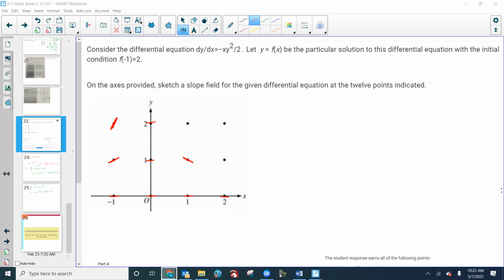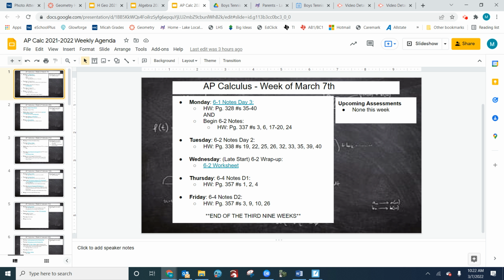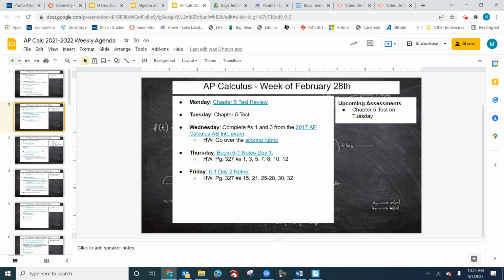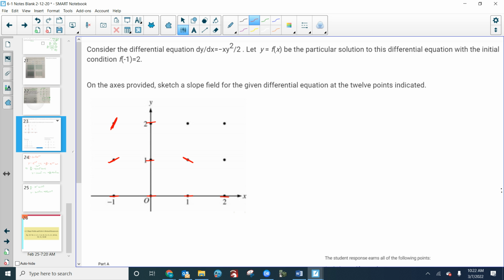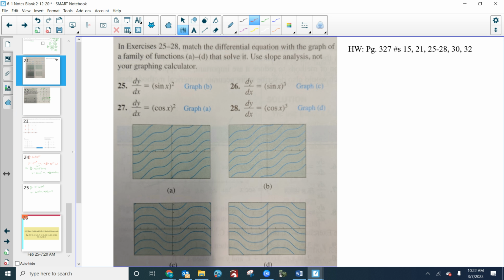Last night's homework was Friday's homework. So for some of you, before school started, this morning's homework was 15, 21, 25 through 28, 30, 32. 15, 21. How did 25 through 28 go? It should have been B, C, A, D. That was 25 through 28.